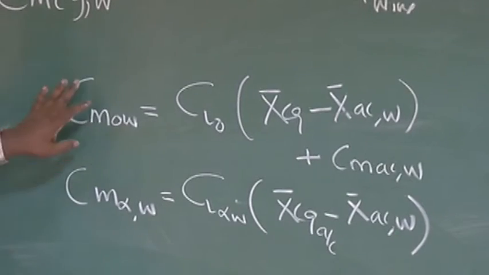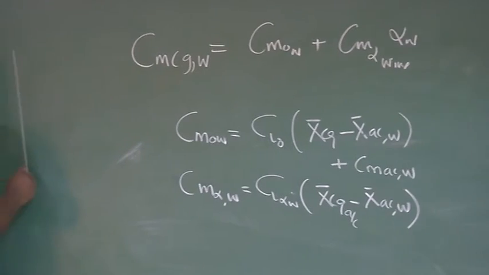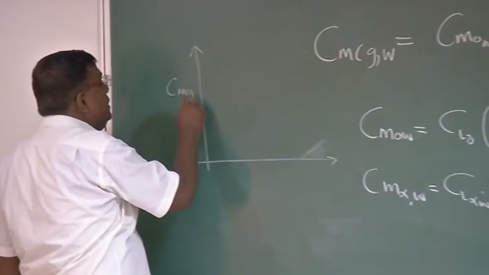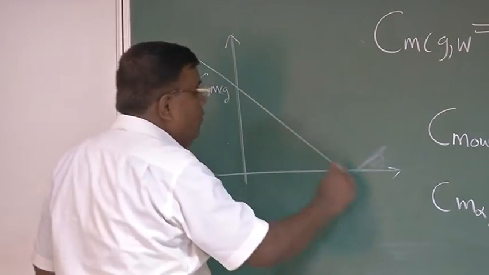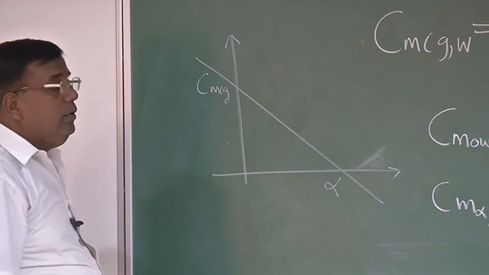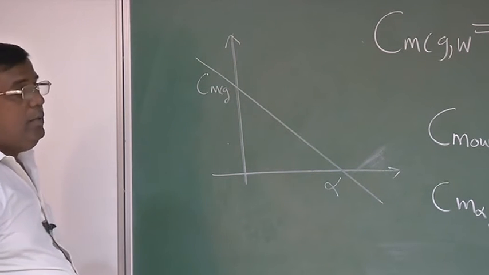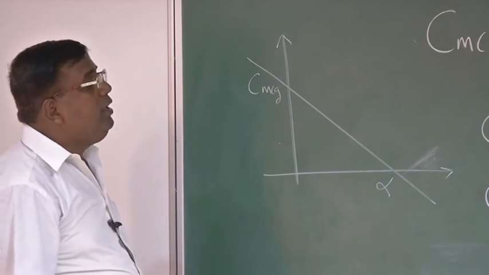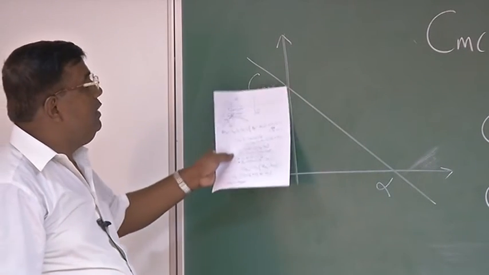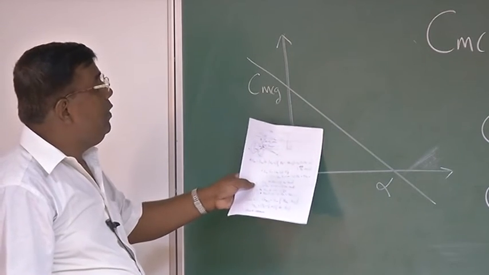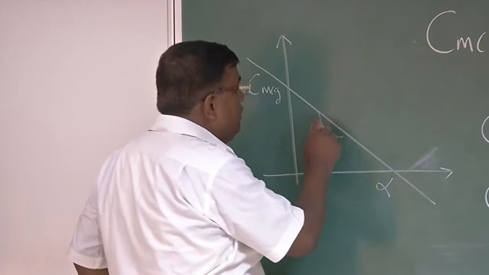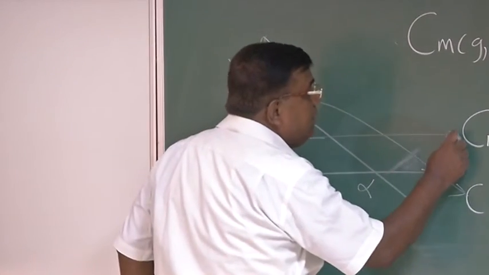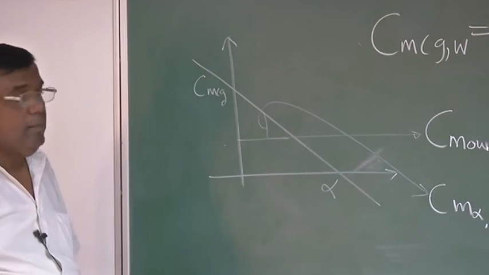Okay, now focus here. Immediately you think, what is our aim? You should not lose the insight. This is CM CG, and here is alpha. We wanted the slope to be a particular value. We want CM naught to be a particular value. We are trying to see how I can model how much the wing will contribute towards CM naught, how much the wing will contribute towards CM alpha. That is why the slope, how much it will contribute, is decided by this expression, and how much CM naught, decided by this expression. Clear?